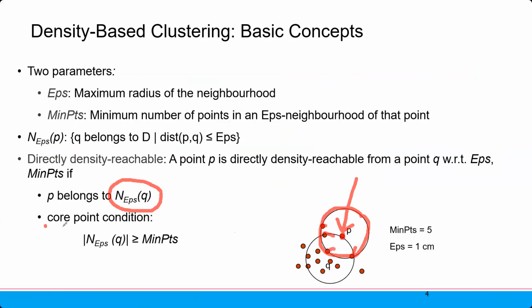The core point condition is that the number of points within EPS should be greater than or equal to the minimum points. Because the minimum is 5, but I have surrounding points 1, 2, 3, 4. Okay, only 4. So it is not in the core point condition.